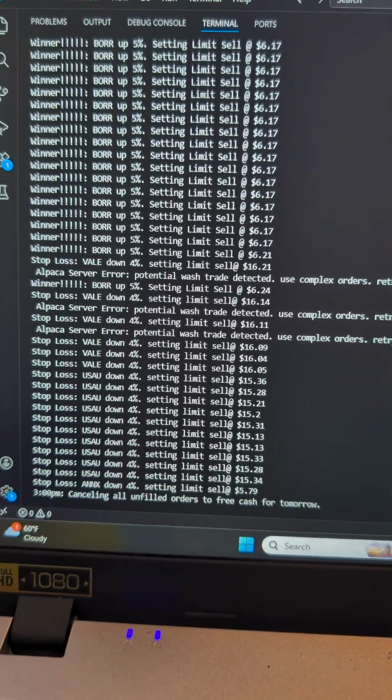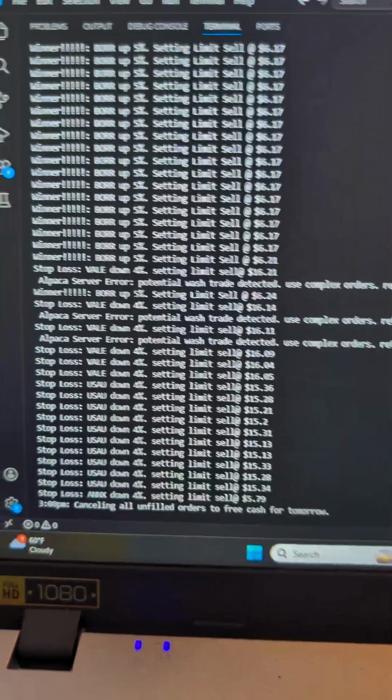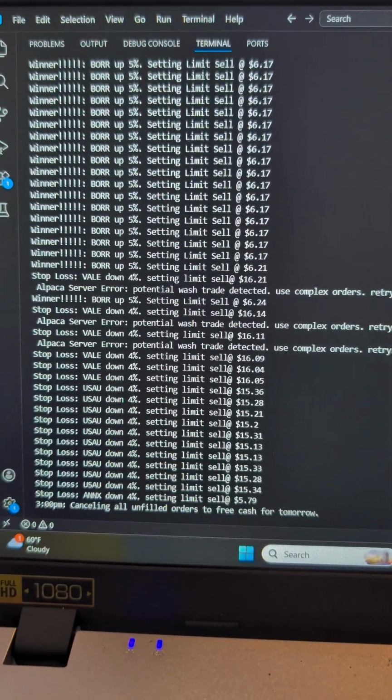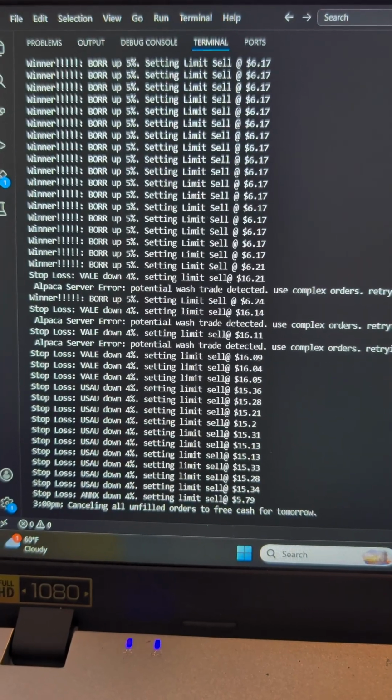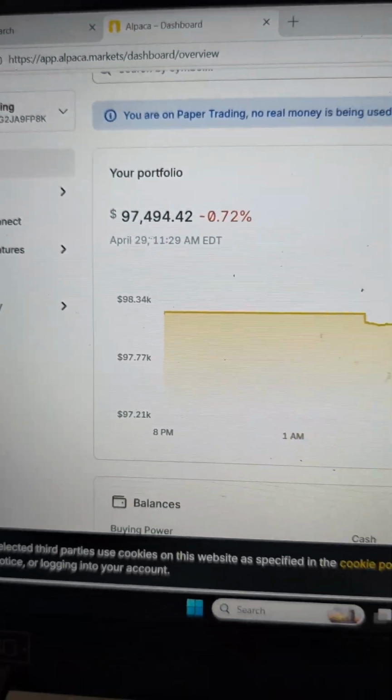Some weeks are good. Some weeks are bad. Looks like today we lost money on that paper trading account. But then again, the Fed was doing some stuff. So until next time.